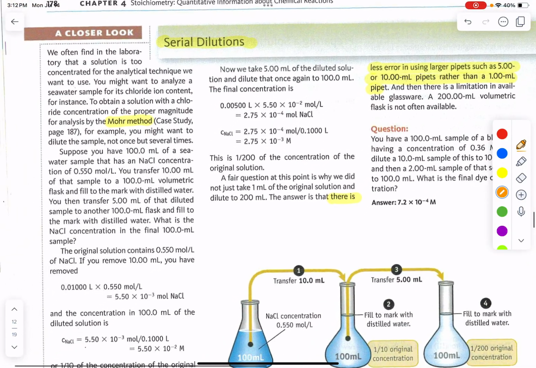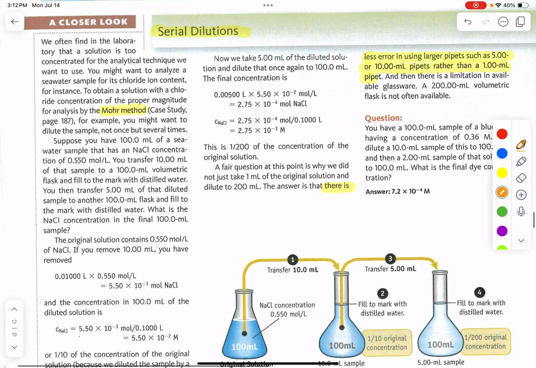And the last thing in this section is called serial dilutions. Now, serial dilution does not mean adding milk to your cornflakes, because that would be this word right here. Teacher joke, chemistry joke, okay? We're not talking about that kind of serial dilution.